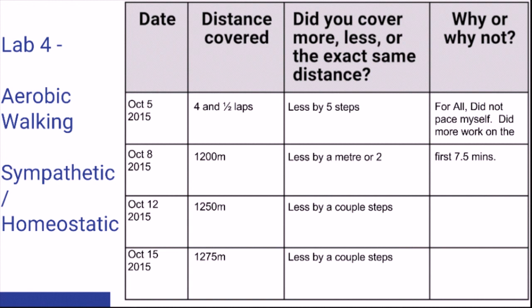Walking looks at your sympathetic and homeostatic systems. I walked one way 7.5 minutes and back 7.5 minutes, comparing my pace when I returned to the start. Looking to increase my aerobic effort, over the course of the following 2 weeks I walked the same time. As shown on the chart, my distance increased a little, and my pace was always faster the first 7.5 minutes.